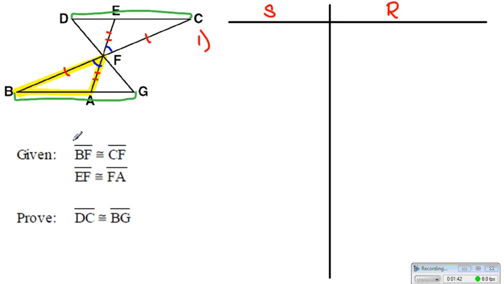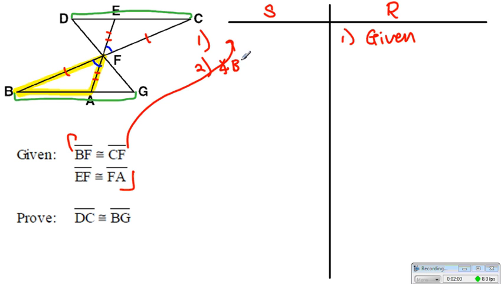So first one, we're going to assume all of these things will be written right over here, and the reasoning becomes given. Now, statement number 2. After saying that, we can say that these two angles must be congruent: angle BFA and angle CFE. Now, the reasoning will be vertical angles are congruent.